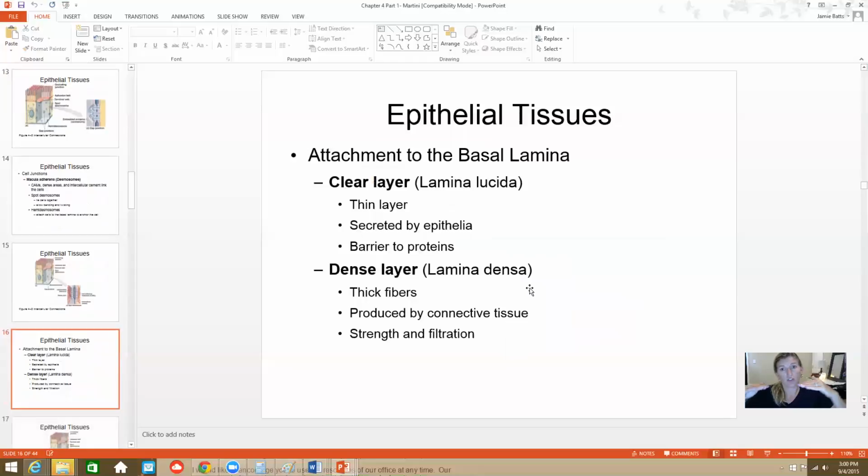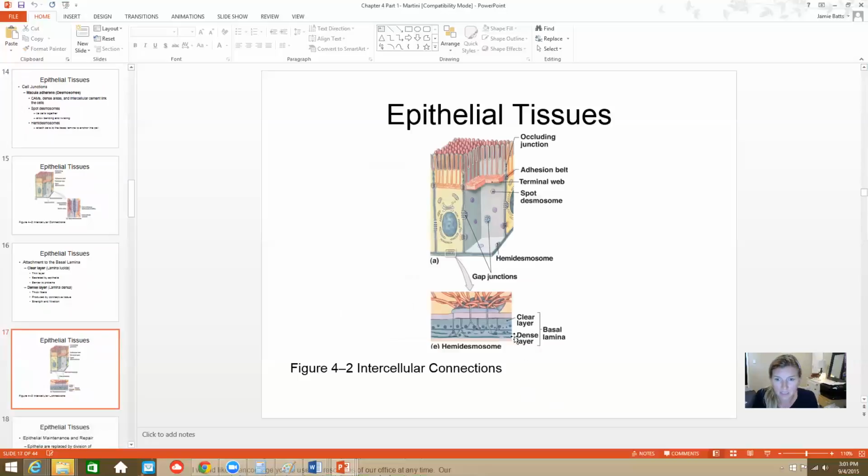When our cells attach to that basal lamina, or that basement membrane, there's two layers. There's a clear layer, which is a thin layer just secreted by the epithelium itself. It has little special proteins in it. And then there's a dense layer, which is produced by the connective tissue. So it's kind of like a peanut butter and jelly sandwich. You have your epithelial cells, and then you have your other stuff, and in between are two layers. There's that clear layer and the dense layer. The dense layer is coming from the connective tissue, the clear layer is coming from the epithelium, and together it forms a nice little cement to lock everything together. And here you can see the clear layer and the dense layer of that basal lamina.